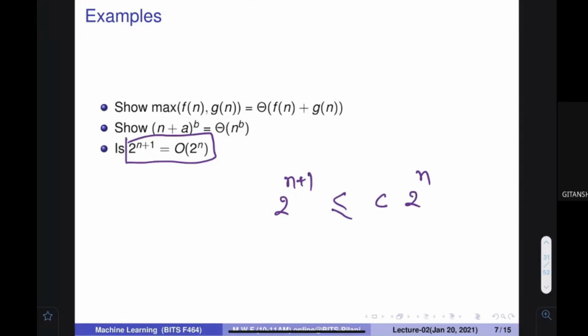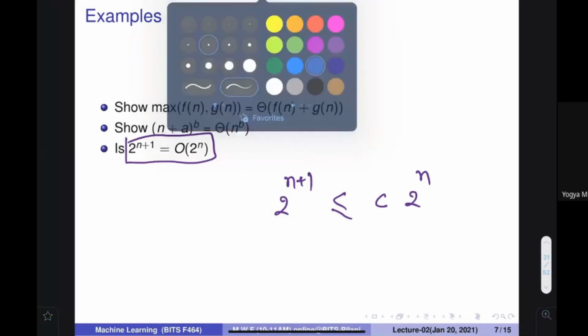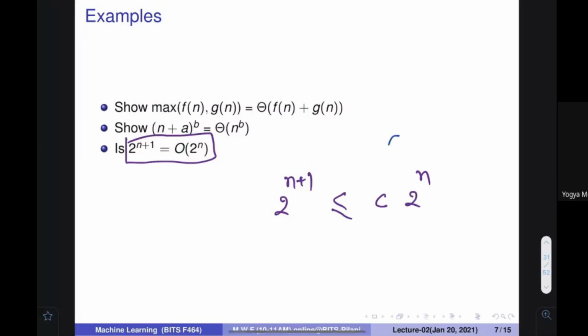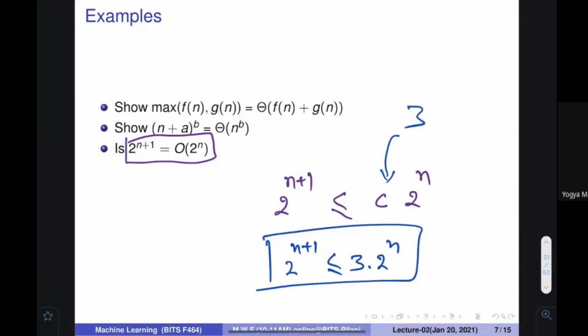So can you give me any value of c so that this is always less than this? Can anybody give me a value? C could be 3. Yeah, very easily you can take 3. So 2 to the power n plus 1 is less than or equal to 3 into 2 to the power n. Make sense? For what values of n? n greater than or equal to 1, any value you can take.